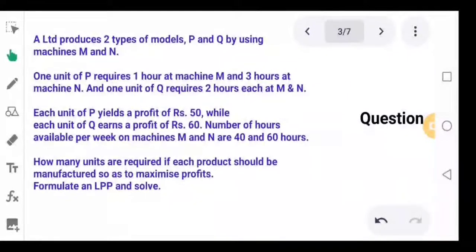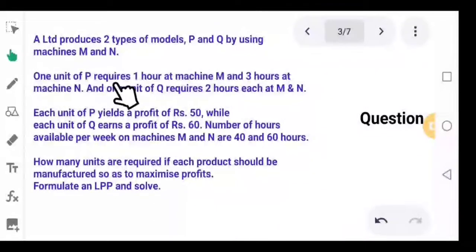Okay. Let me explain the question. What they're saying is there's A Limited. A Limited produces two types of models. So it's basically producing model P and model Q. So its products are P and Q. To produce P and Q, they require two machines, and the names of the machines are M and N. So these two machines are required to produce P and Q.